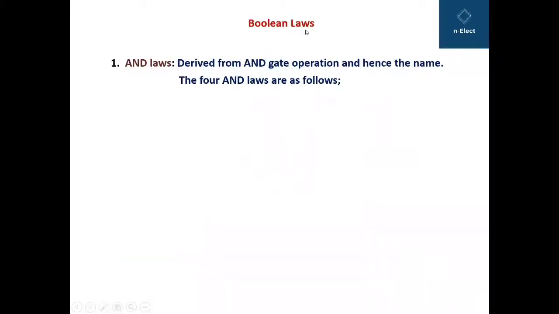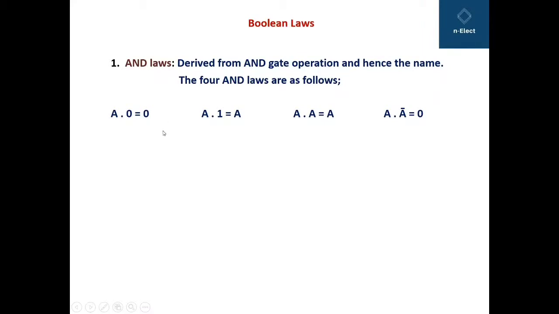There are varied types of Boolean laws and we are going to study them so that a logical expression can be solved by using these laws. First we are going to see what the AND laws are. AND laws are derived from the AND gate operation and hence the name. The four AND laws are as follows.